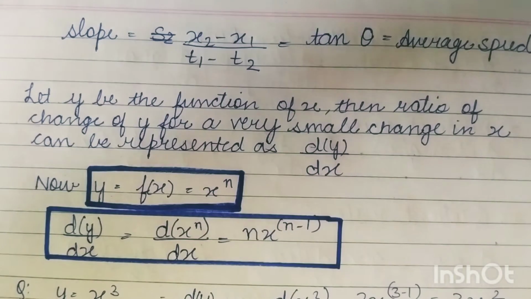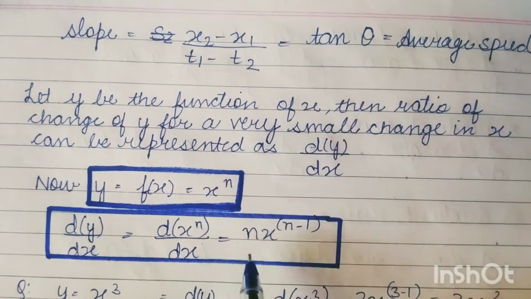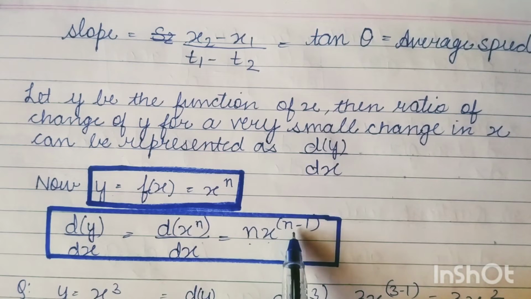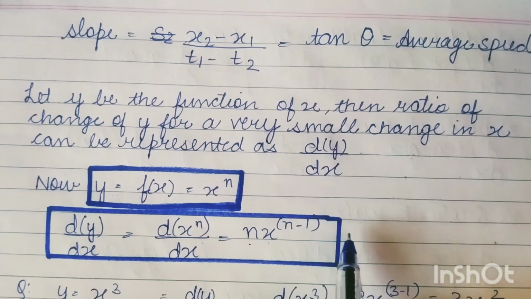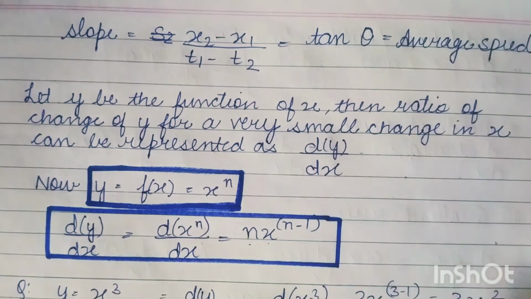Now y is some value, some f(x), that is x raised to the power of n, or x raised to the power of 2, x cube, or x raised to the power of 4. This is your y. So how to calculate differentiation? First, in place of y, you will place x raised to the power of n. Then the next step is you will bring the power first, then your variable x, raised to the power of n minus 1. Remember, first power, variable, and then power minus 1. Let us try to do some questions on this concept.